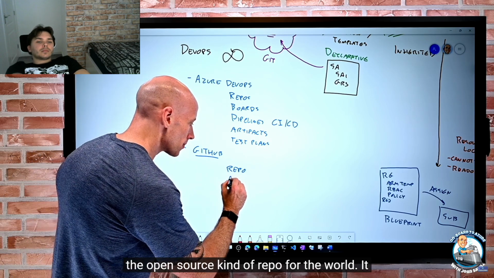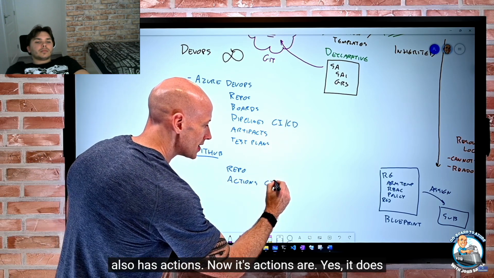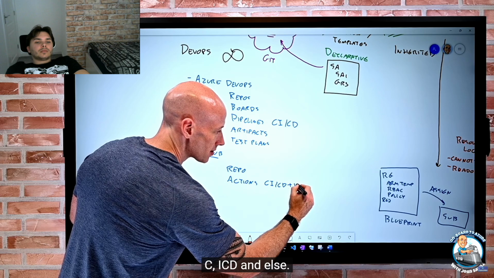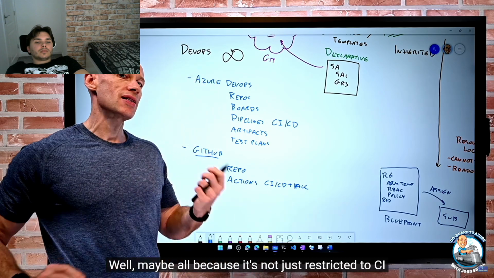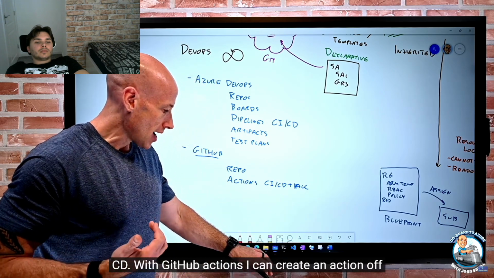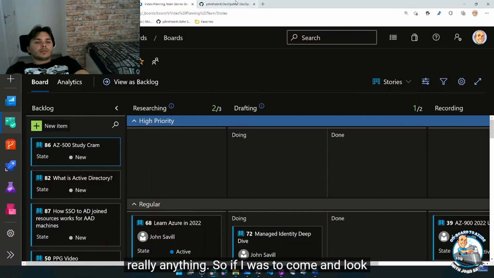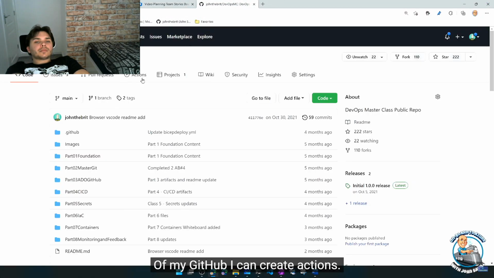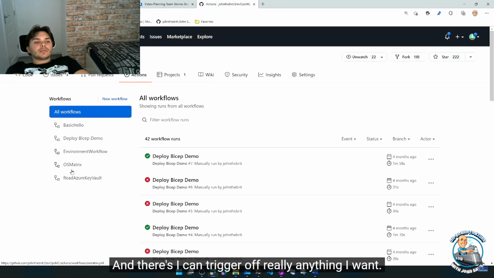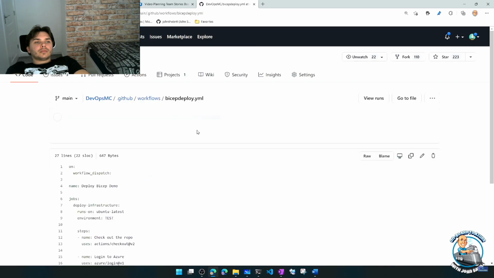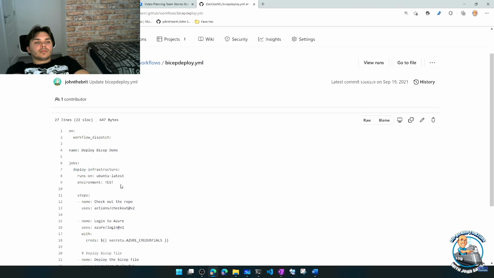It also has actions. Now, its actions are, yes, it does CI/CD and else. Well, maybe all. Because it's not just restricted to CI/CD. With GitHub Actions, I can create an action off really anything. So if I was to go and look at my, this is my GitHub, I can create actions. And I can trigger off really anything I want. So I've got different workloads here. So one of these, for example, is you have a kind of an on.